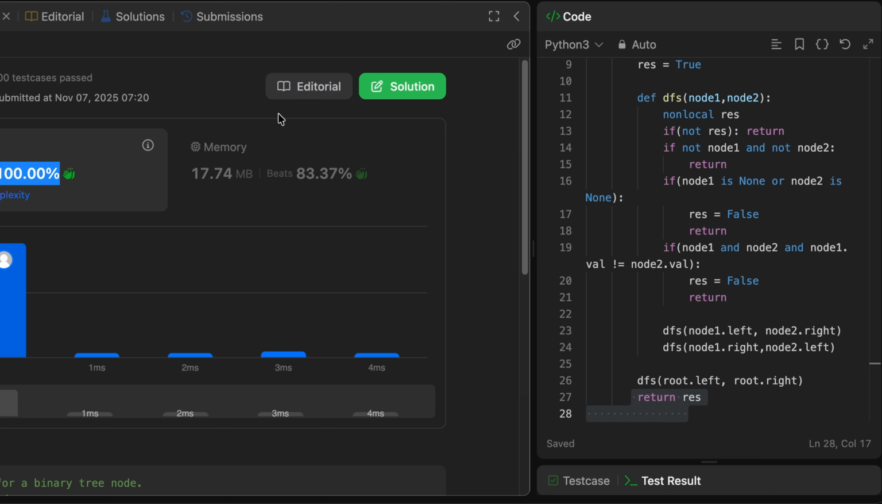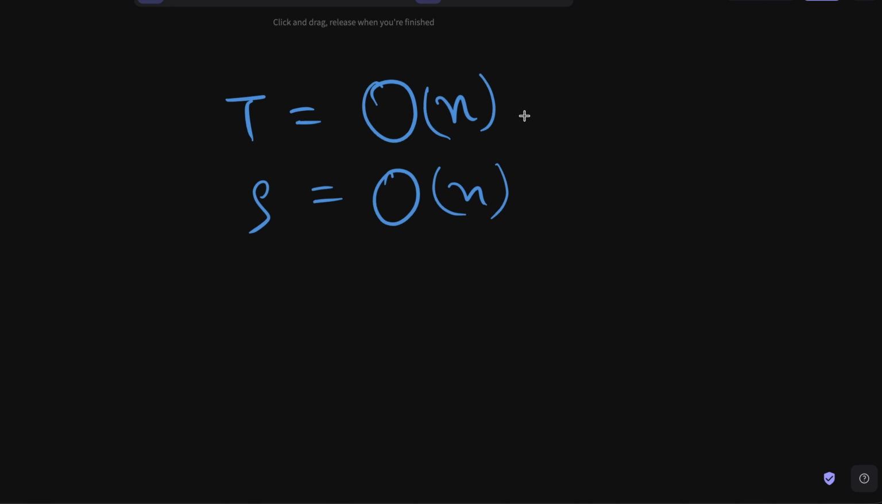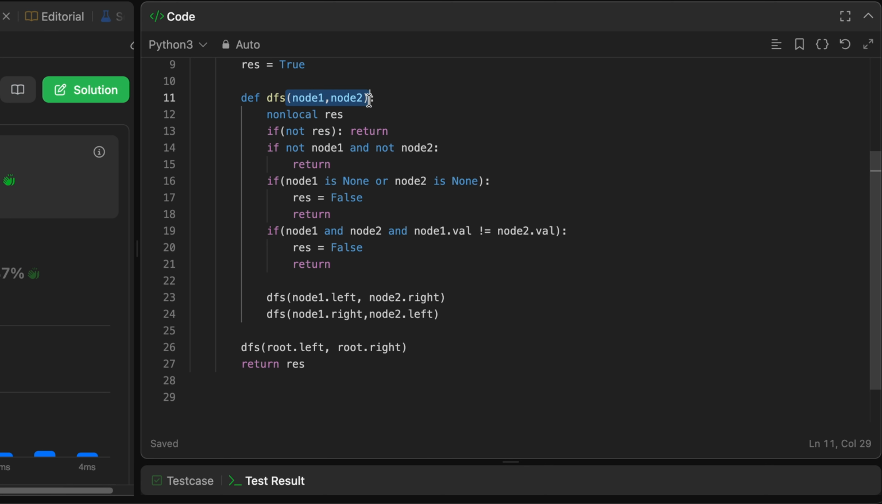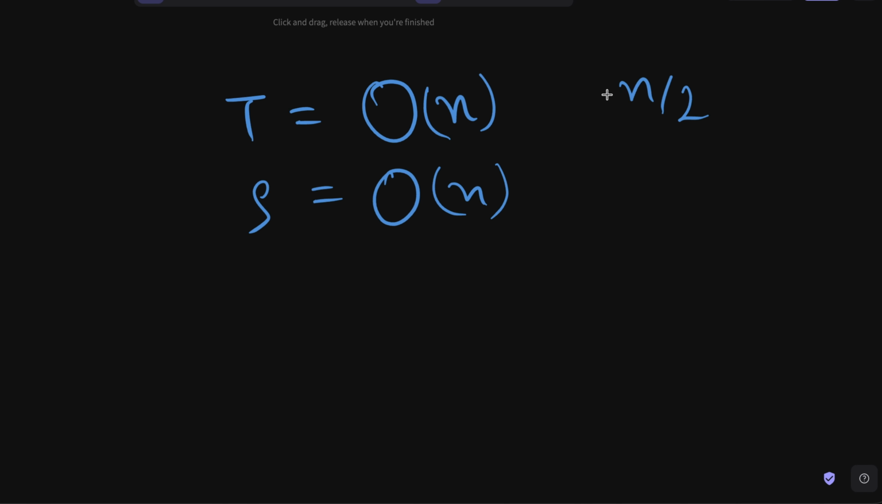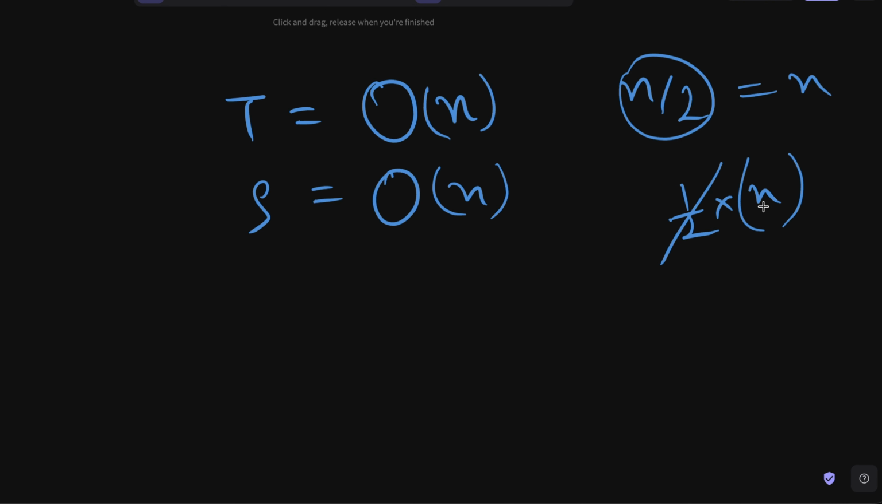Great. Now we can discuss the time and space complexities for this solution. The time complexity and space complexity is order of n. Technically, you can say that they are order of n by 2 because here we are taking two nodes from the tree at the same time in a single DFS call. So yes, the DFS will run at most n by 2 times, but we know that order of n by 2 is basically going to be order of n because we remove any constants, and here the constant is 1 by 2 multiplied by n. So we will simply ignore 1 by 2 and only take n. That's why we have order of n time complexity.